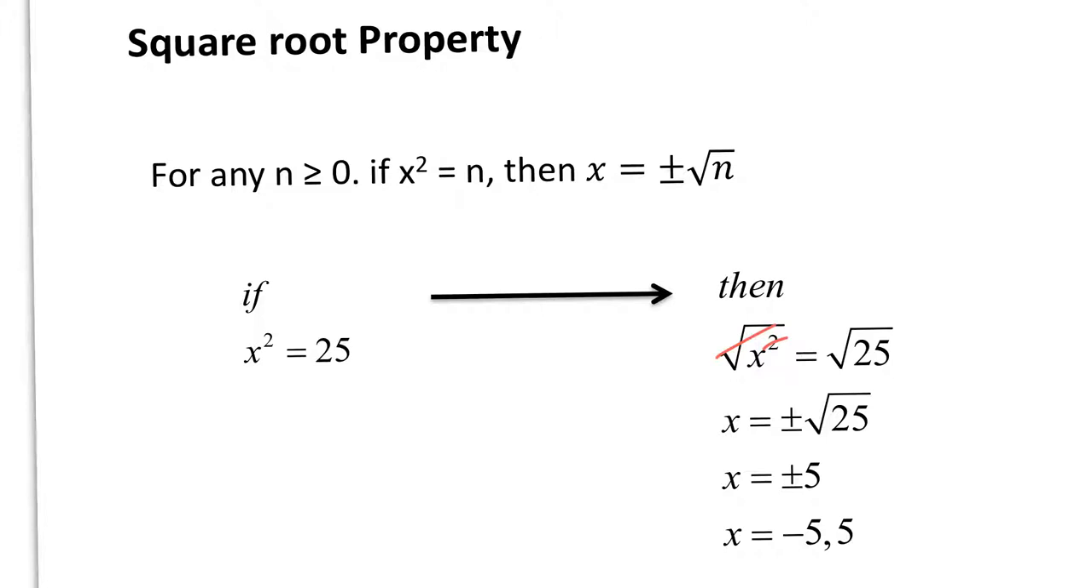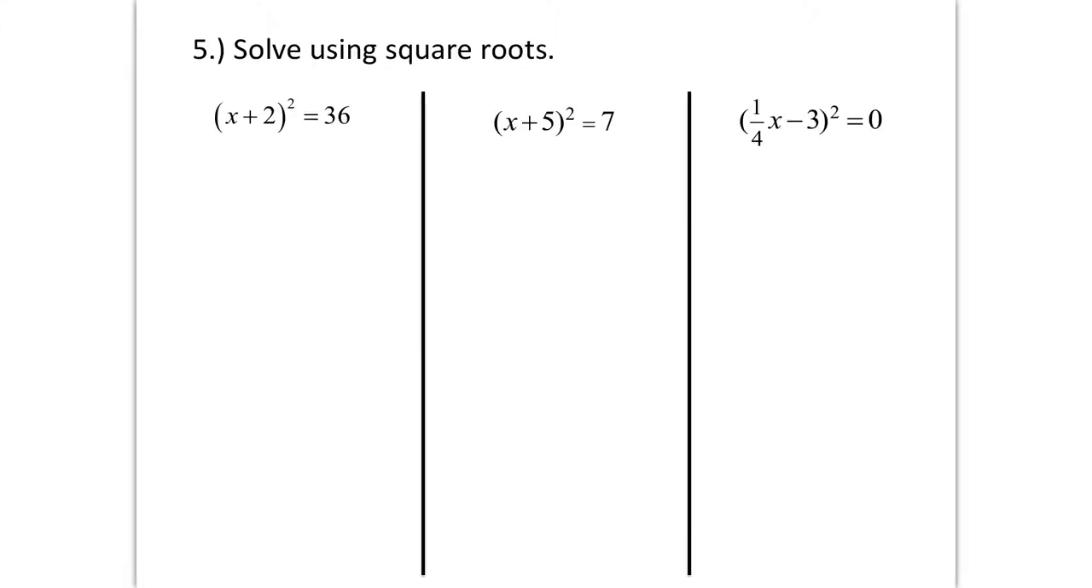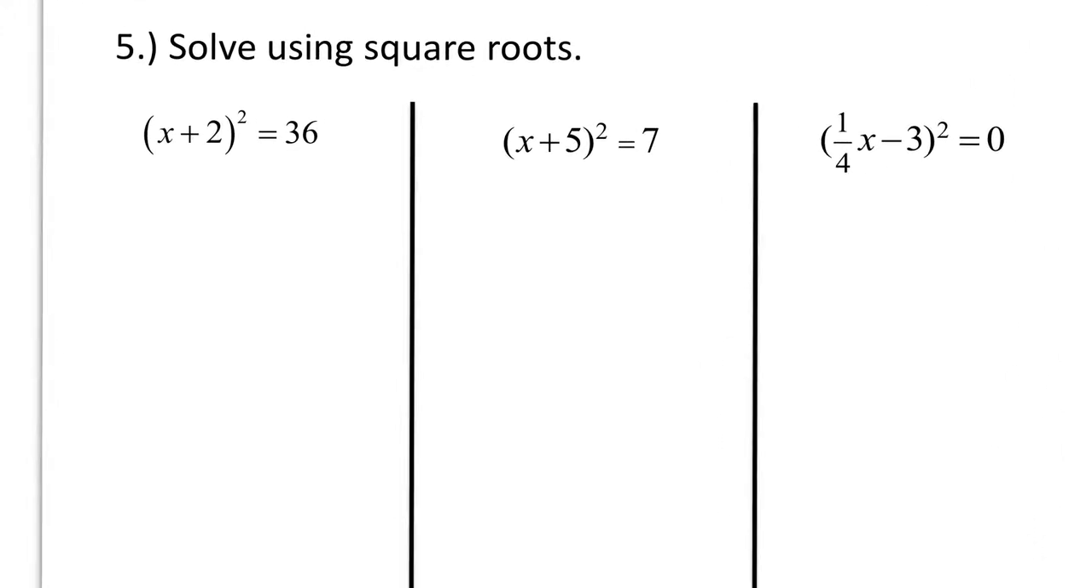So let's go ahead and solve by using the square root property, where you have a binomial squared. I want you to see the three examples I have here. All of these are binomial squares, and they are in an equation. You have x plus 2 squared equals 36, so binomial squared equals, that's an equation. And this one has a fraction, but it is a binomial with a square, and there's an equal sign. So they're all binomial squares, and you want to use the square root property.